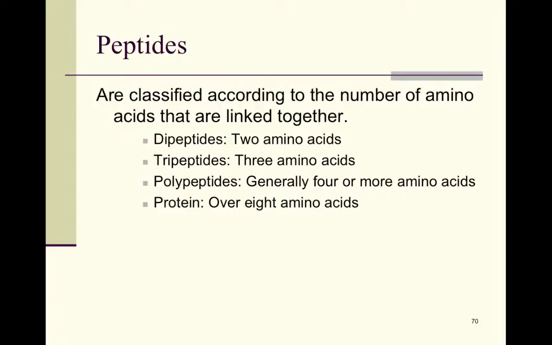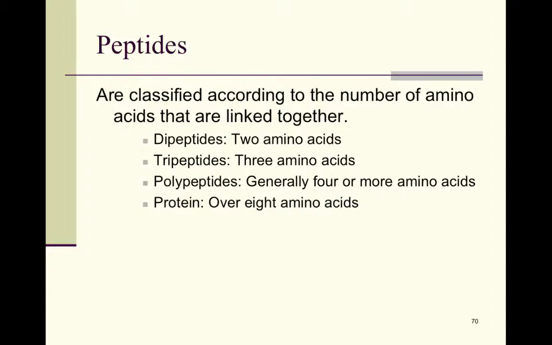Peptides are classified according to the number of amino acids that are linked together. When you have a dipeptide, you have 2 amino acids. A tripeptide would be 3 amino acids. A polypeptide is generally 4 or more.